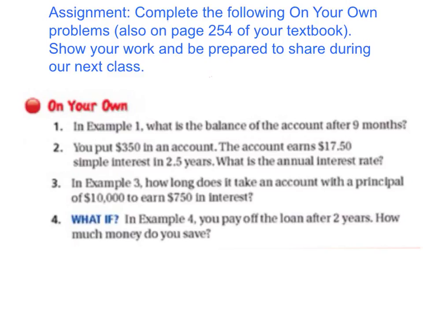Your assignment for this lesson is to complete the following on your own problems. They are also on page 254 of your textbook. Show your work and be prepared to share during our next class.